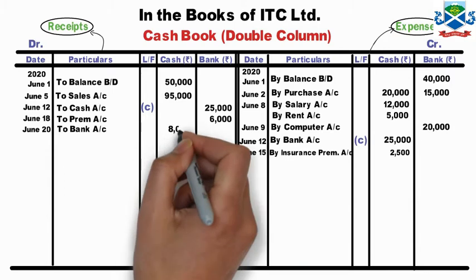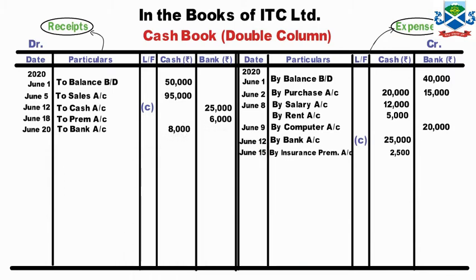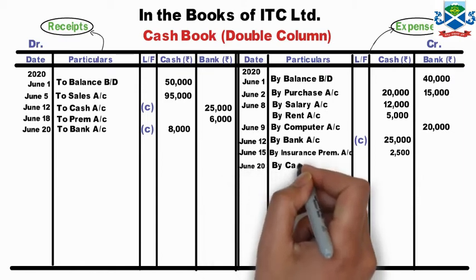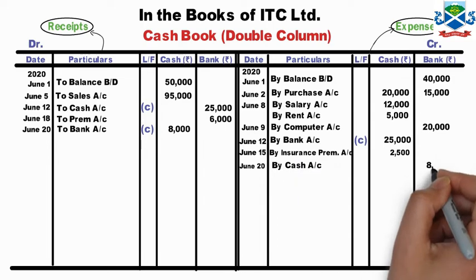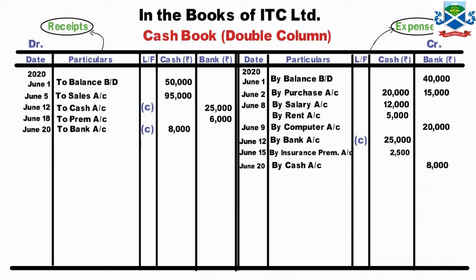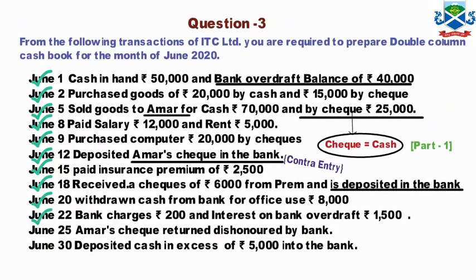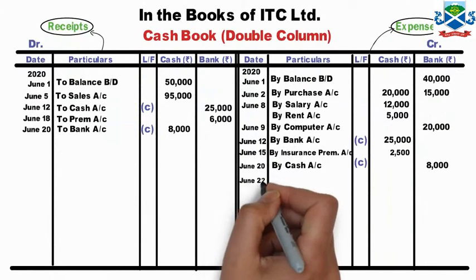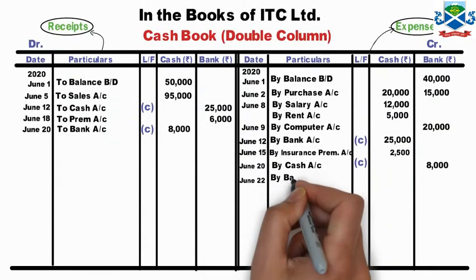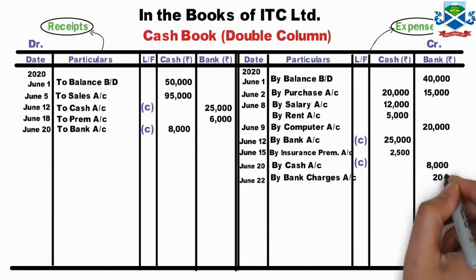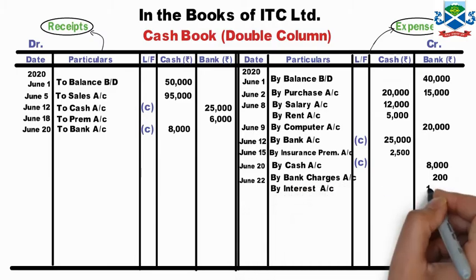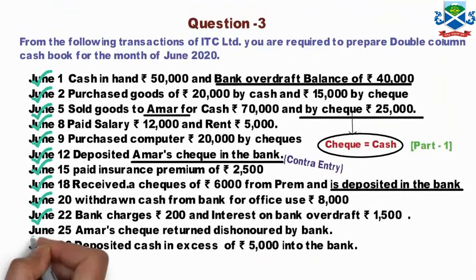In the cash column we'll write 8,000 and in the ledger folio column mark C. And on the credit side, by cash. In the bank column we'll write 8,000 and in the ledger folio we'll mark C. Next one is bank charges 200 and interest on overdraft 1,500. So we'll write by bank charges, these are all expenses. And in the bank column we'll write by interest on bank overdraft, that is 1,500 in the bank column.